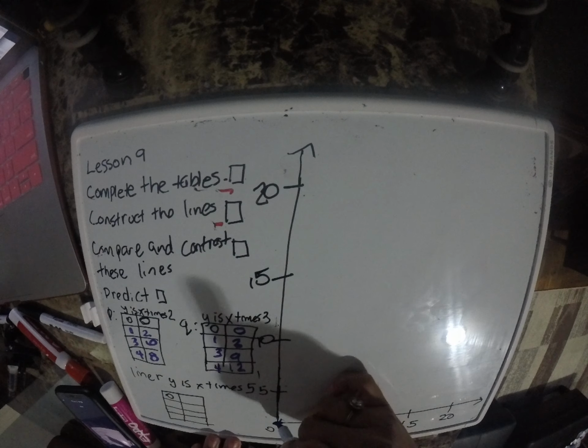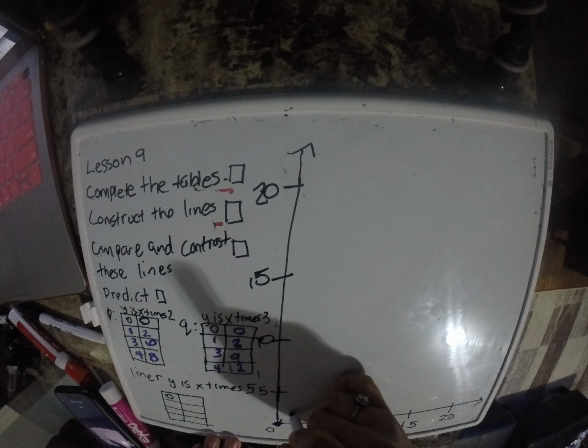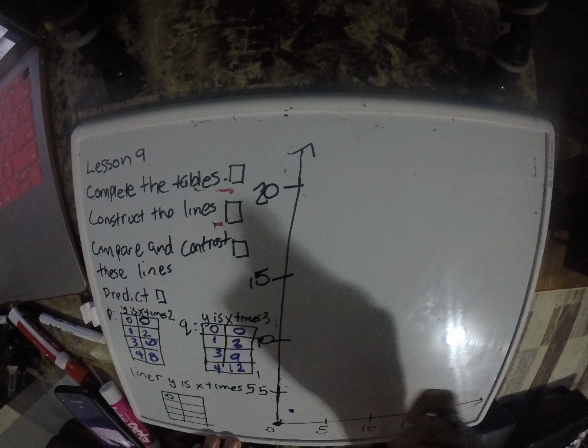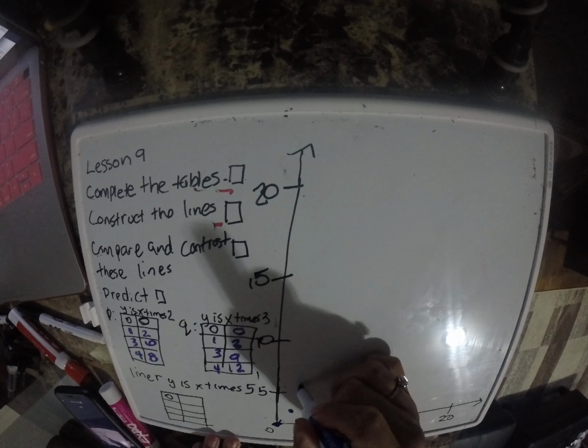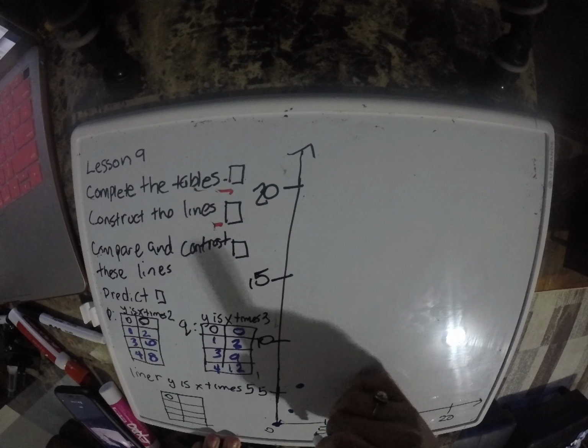So for line P, I know it's 1, 2, and then 3, 6, and then 4, 8. So this will be my line.